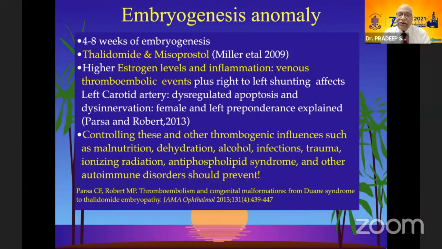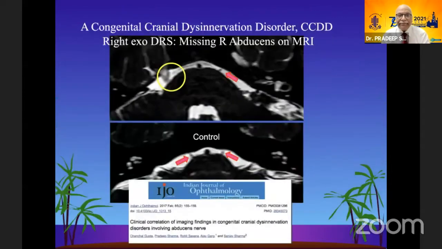It's important that we can use this information to prevent Duane's retraction syndrome in future if we can give this antenatal advice of preventing thrombogenic influences, which may be because of malnutrition, dehydration, alcohol intake, infections in the 4 to 8 weeks period, trauma, ionizing radiations, antiphospholipid syndromes, or any other autoimmune disorders which are happening. Imaging has shown us that there is a missing 6th nerve in many of these conditions which we can see.